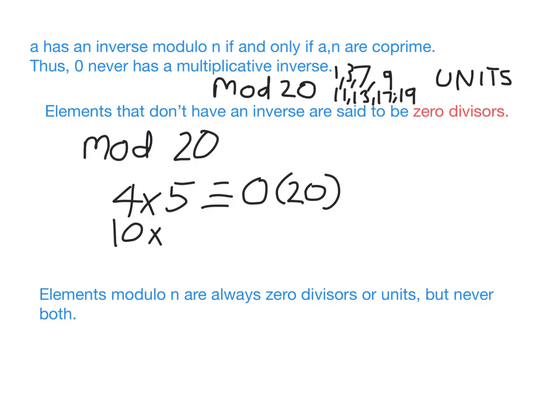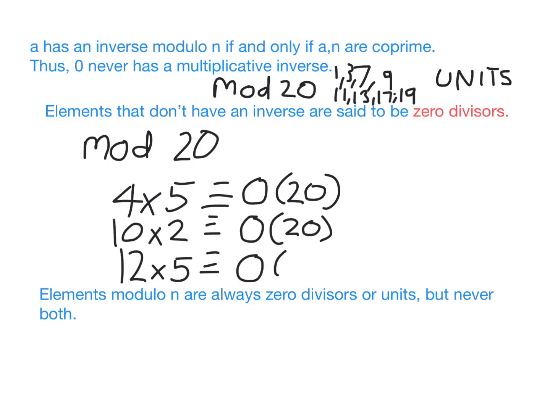10 and 2 are zero divisors because you can multiply them by something other than 0 to get 0. And you can keep going. 12 is a zero divisor because 12 times 5 is 60, and 60 is equivalent to 0 mod 20. Just so you know, 0 is never a unit. No matter what the modulo is, it is always a zero divisor.